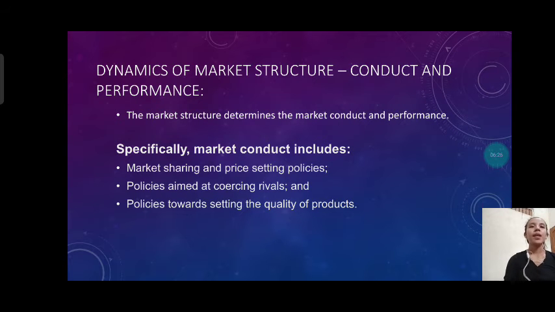Okay, let's continue. Dynamics of market structure. These are the market structures that determine the market conduct and performance. Also, the term conduct refers to the pattern of behavior of firms, especially in relation to pricing, their practices, and adjusting to the market in which they function. Specifically, market conduct includes market sharing and price setting policies aimed at coercing rivals, and policies towards setting the quality of products.